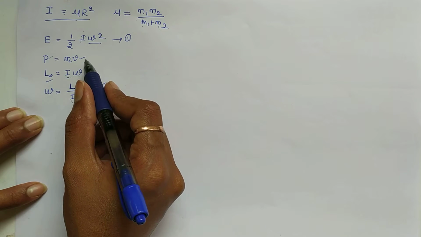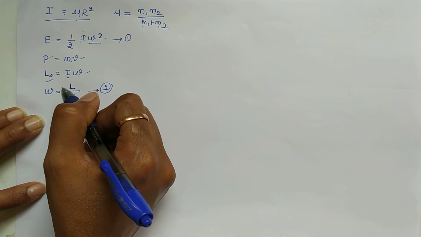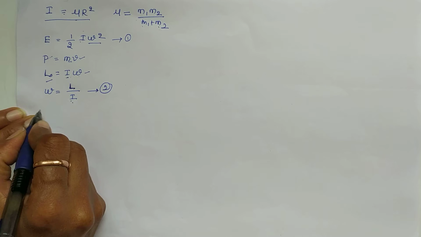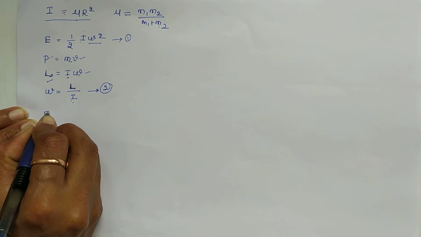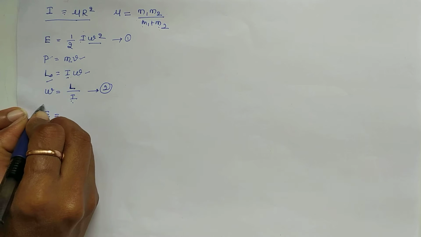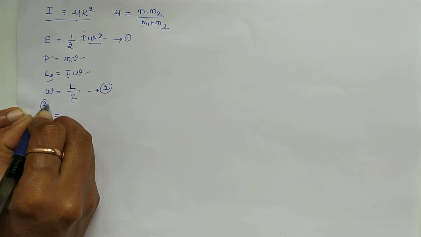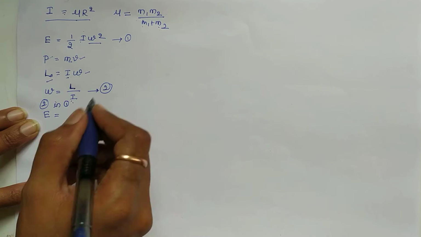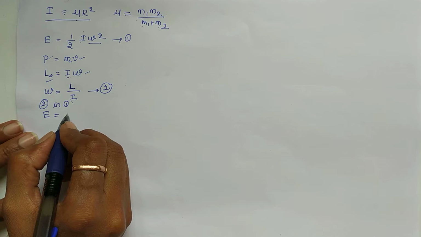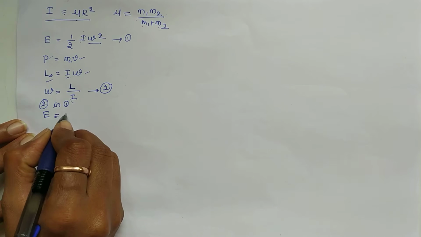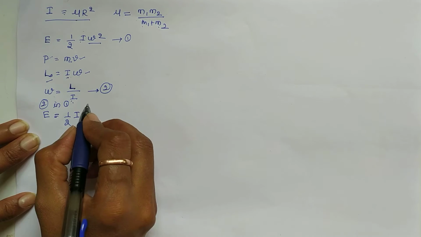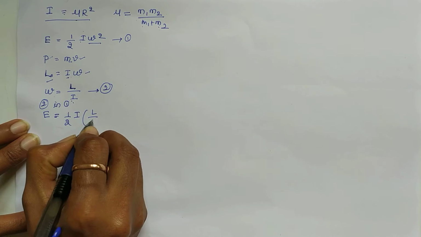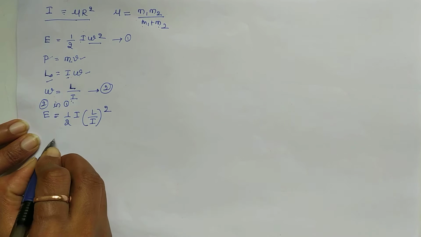What are we going to get? We are going to get the total energy of the rotating diatomic molecule in terms of this L and I. So substitute equation 2 in 1. We are going to get total energy of the molecule equal to half I as it is, and this omega square is there, where omega is equal to L divided by I. This becomes L divided by I whole square.